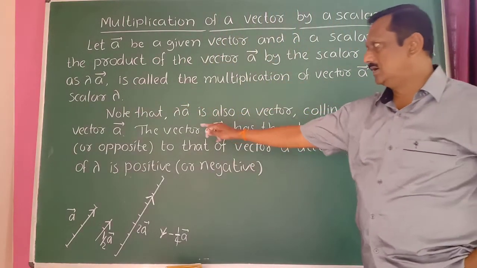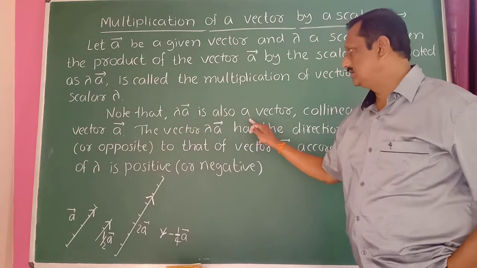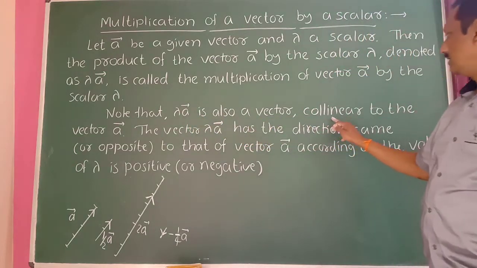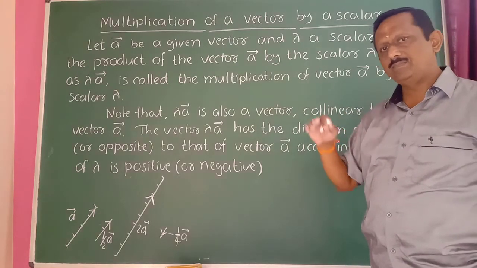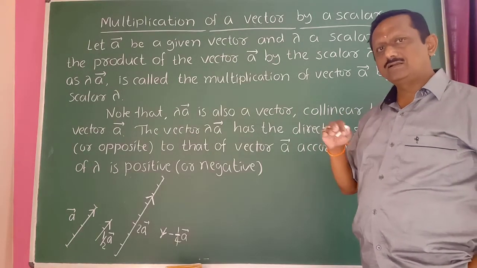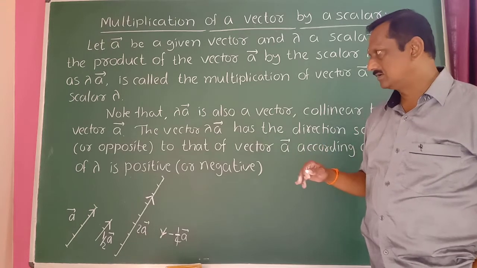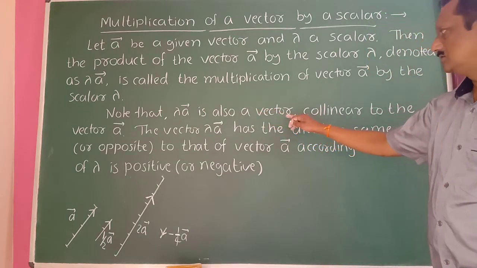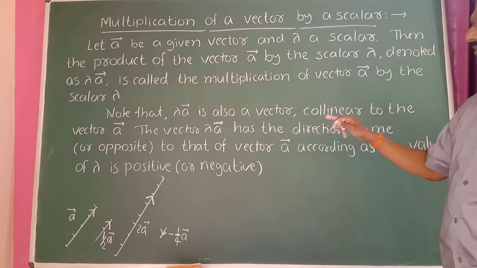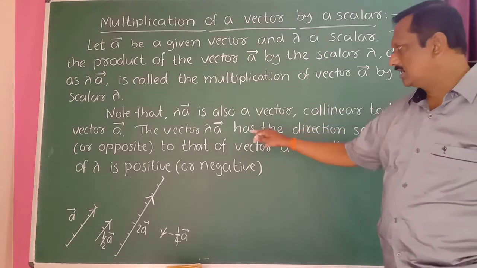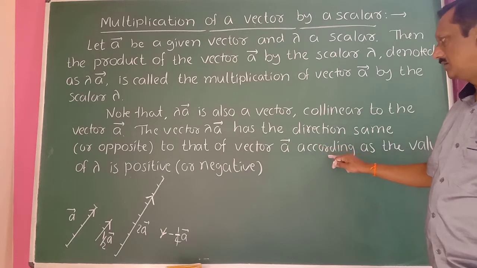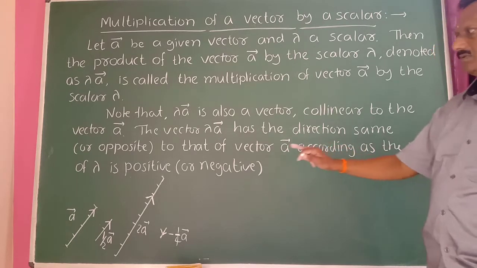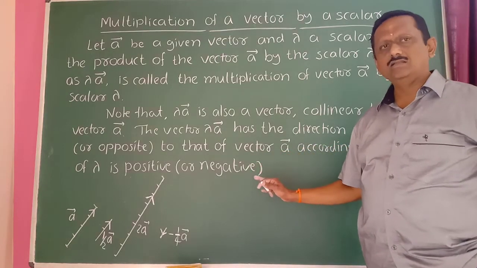So note that lambda A bar is also a vector here, and collinear to the vector A bar. You know that collinear vector means it may be parallel also. A parallel vector is also said to be a collinear vector here. Hence, lambda A bar is also a vector and collinear to the vector A bar. The vector lambda A bar has the direction same or opposite to that of the vector A bar according as the value of lambda is positive or negative.